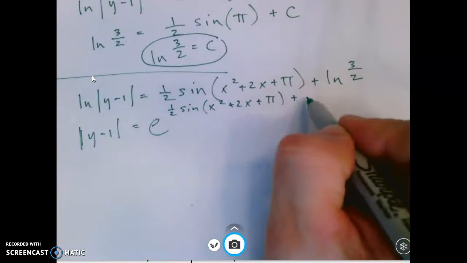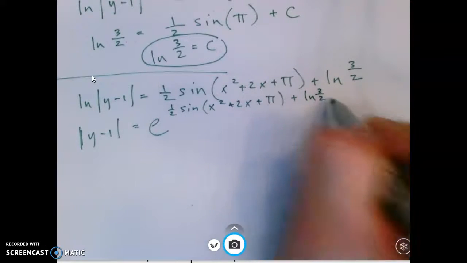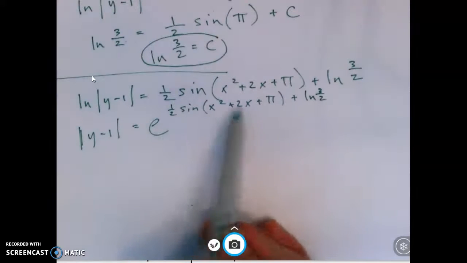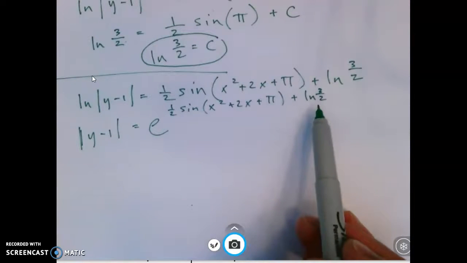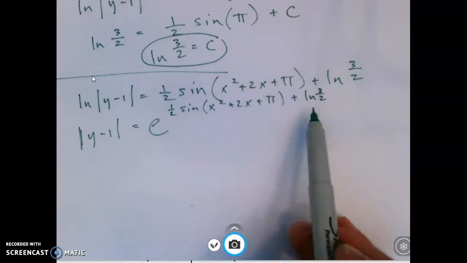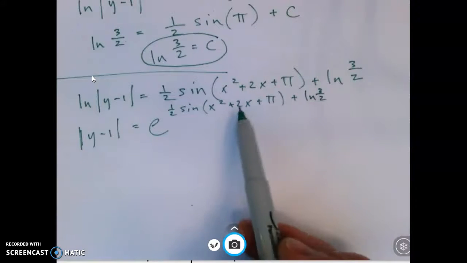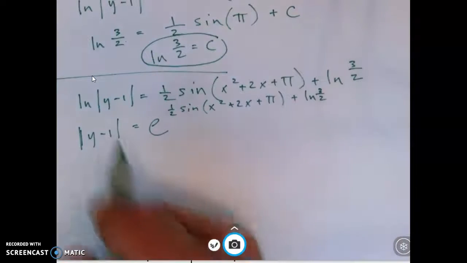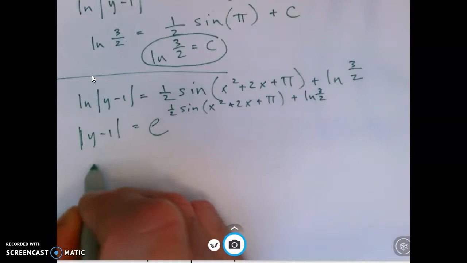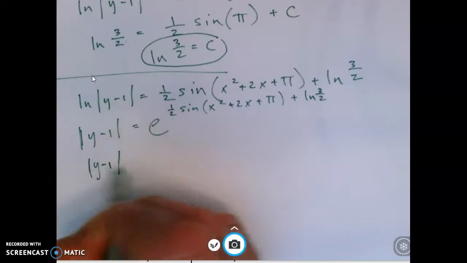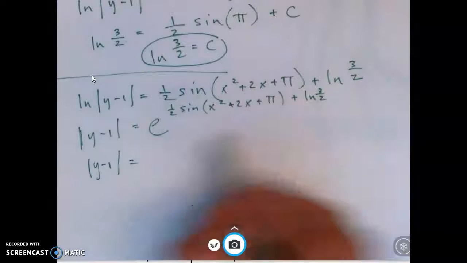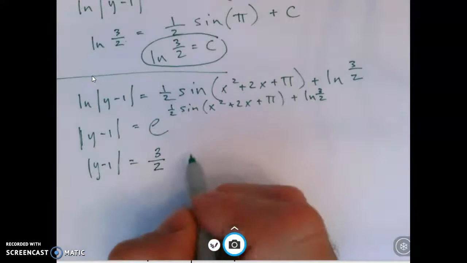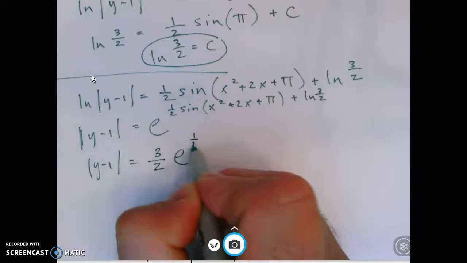And as we've seen over and over and over again, we can rewrite this as e to this times e to this. Remember, because we're doing the reverse rule of exponents. So e to this times e to this is simply going to be 3/2. So this is going to be y minus 1 absolute value equals, remember, this becomes e to the ln of 3/2. Therefore, 3/2 and e to this whole thing.